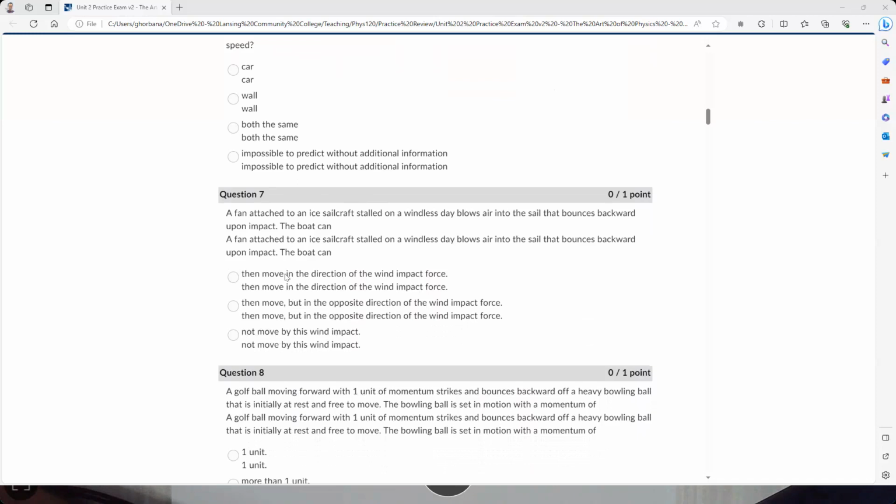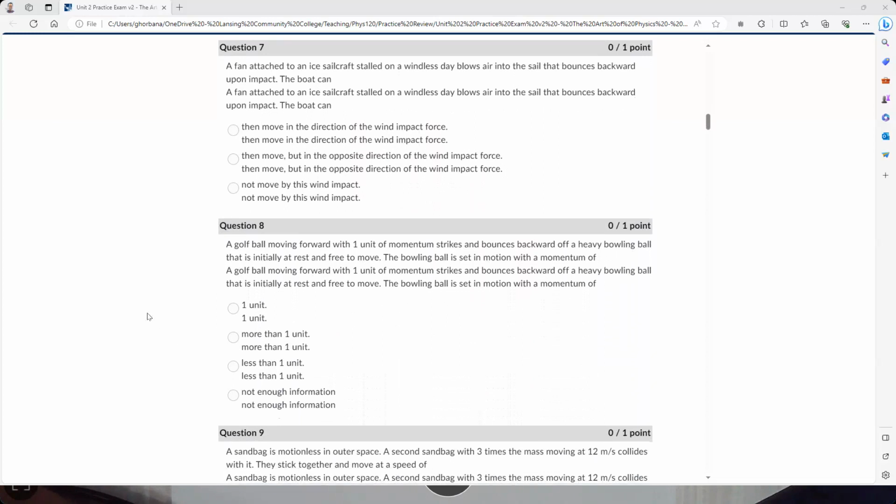The first one makes more sense. Move in the direction of the wind impact force. Yes? Okay, based on Newton's second law, sigma F equals ma, if you are exerting force, the object will be accelerating in the direction of the force. The object will be moving in the direction of the force. That's why part 1 makes more sense.